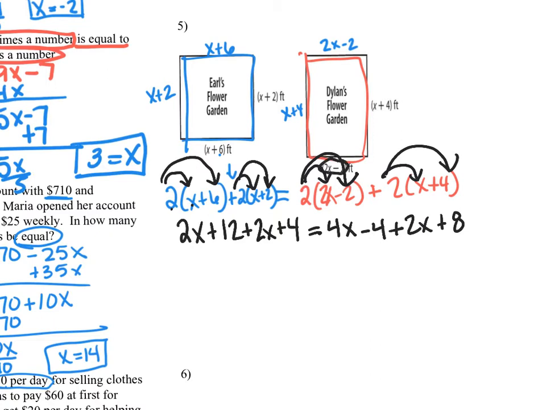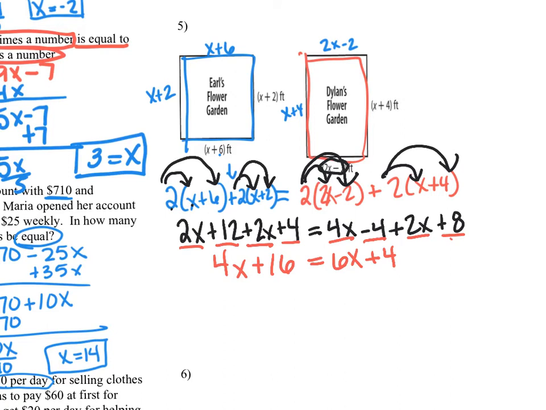So what we're going to do now is combine things that we know. So I can combine 2x and plus 2x, and I would get 4x. And 12 plus 4 is 16. And then 4x plus 2x is 6x. Negative 4 plus 8 is positive 4. So now we're in a situation that we've seen before because we have solved things like this, right?